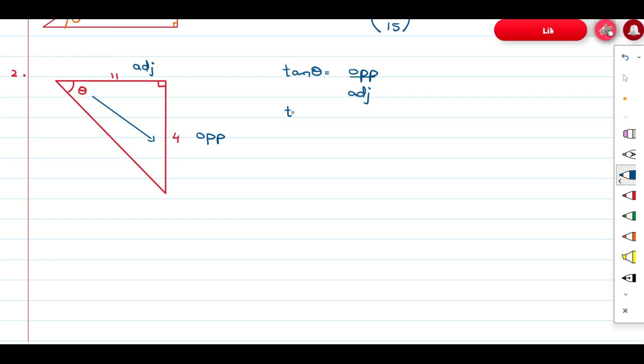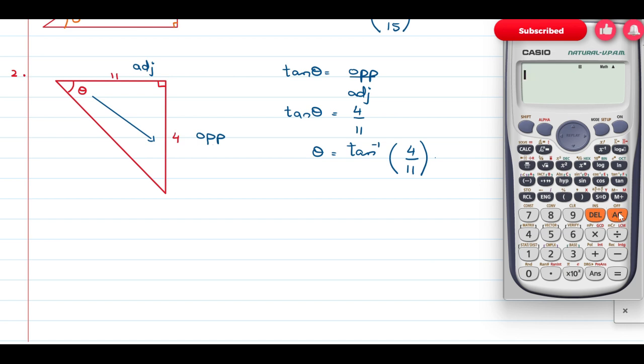So here, theta stays the same, tangent theta. We need to figure out: opposite side is 4, adjacent side is 11. So theta should be, shifting the tangent to the other side, tangent inverse of 4 over 11. Now use the calculator and get the value up to 1 decimal place. Again, you have to press the shift button and tangent button. So you will get tangent inverse 4 over 11.